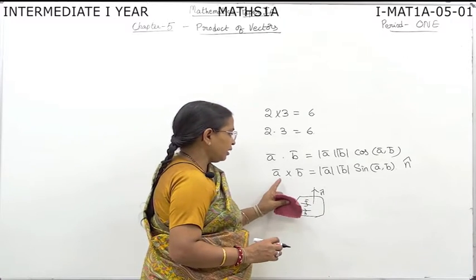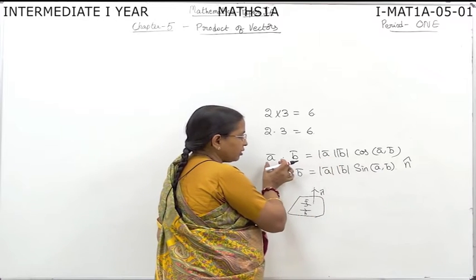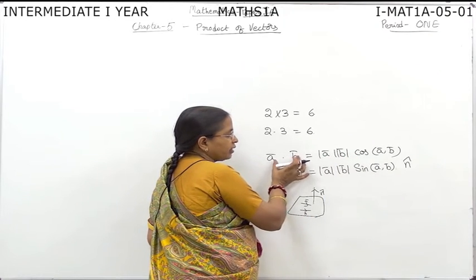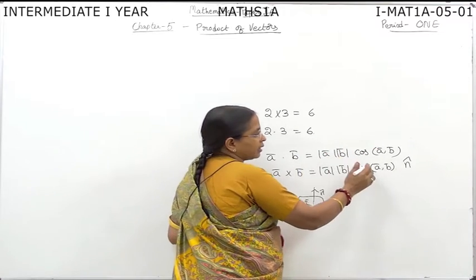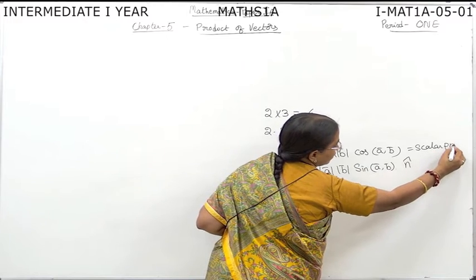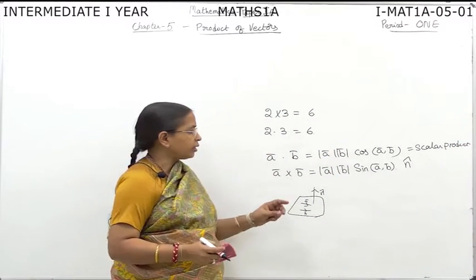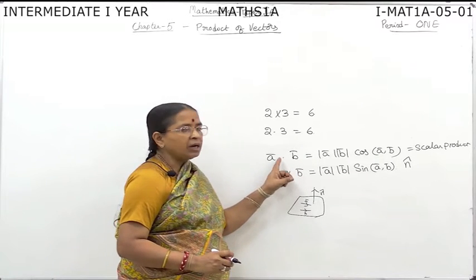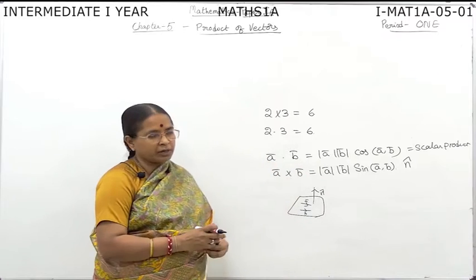So all that we'll learn. Here A dot B is length of A into length of B into cos of angle between A and B. So all these are numbers, so the product is a number. So this is called the scalar product of two vectors. And between them we use the symbol dot, so because of that we call this the dot product.